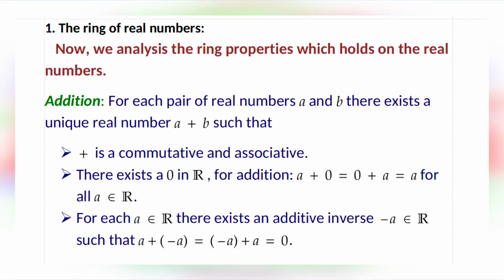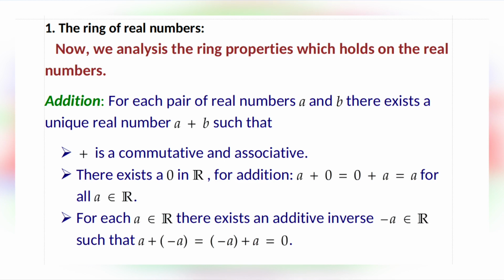Let us see the rings from number systems. The ring of real numbers. Now we analyze the ring properties which hold on the real numbers. The first one is addition. For each pair of real numbers a and b, there exists a unique real number a plus b such that plus is commutative and associative. The second one is there exists a 0 in R for addition: a plus 0 is equal to 0 plus a is equal to a for all a belongs to R.